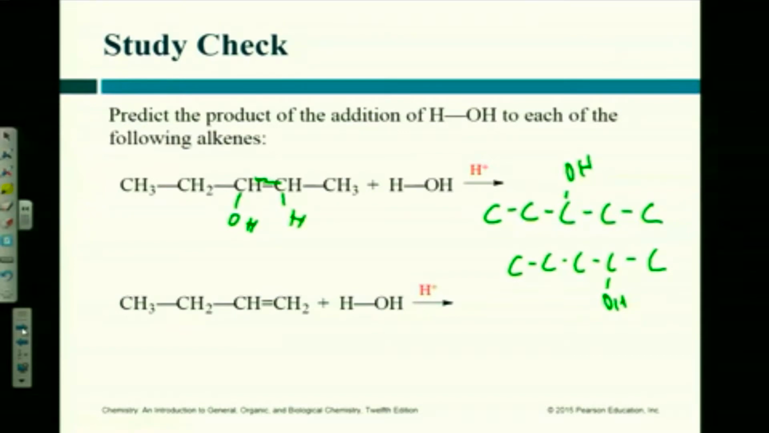Now this one, where's my hydrogen going to go? It's going to go on the left or the right? The hydrogen's got to go on the right. We're going to put a hydrogen here and an OH here, and the double bond goes away. So it's a single bond now. That's called a hydration reaction because we're adding water to it. So we have hydrogenation, adding hydrogen, and hydration, adding water.